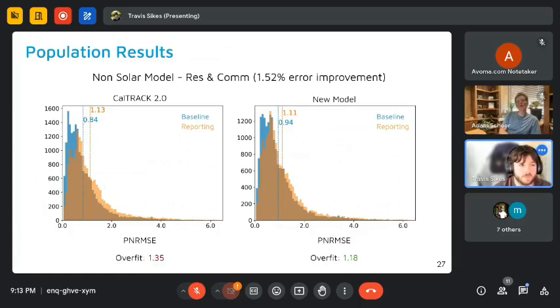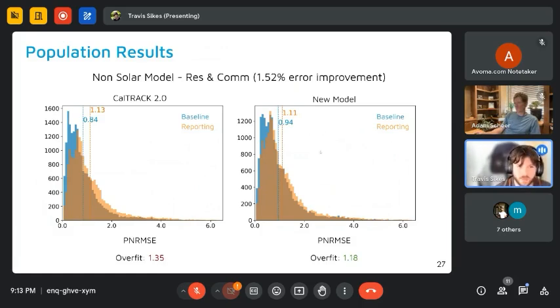The blue's mean PNRMSE is 0.84, and its reporting is 1.13. For our new model, we have a worse baseline model. You could say worse, but I'd say less overfit, as the error is 0.94 and the reporting period is 0.12. So what does this mean? This means that our error in the testing period is slightly better, and our baseline error is slightly more reflective of our true test period.